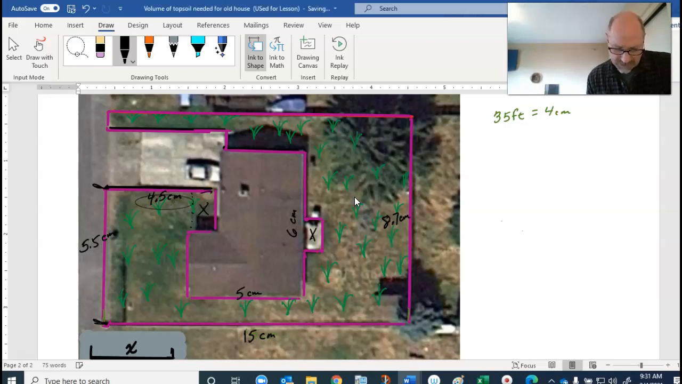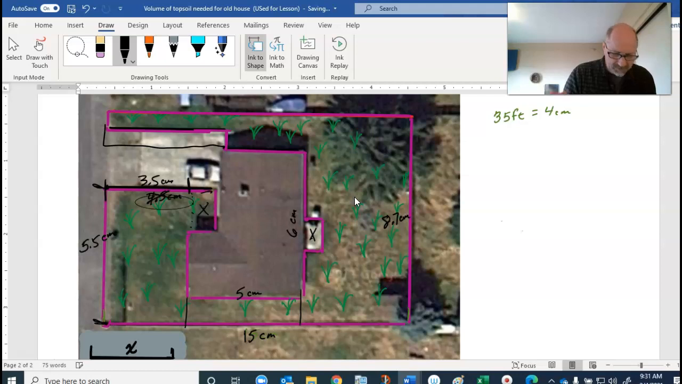Instead of going all the way to here, I'm going to measure it just to here. That's 3.5. So I'm going to lose that and say this is 3.5 centimeters from here to here. And this is why. I'm thinking that this strip from here to here and from here to here, I'm going to use this over here.